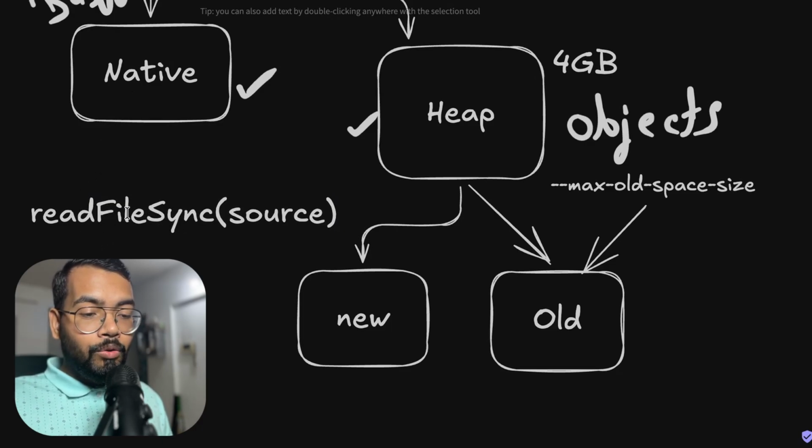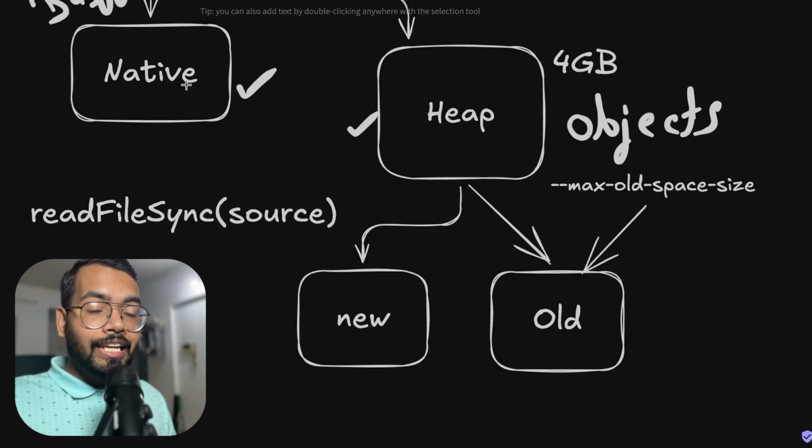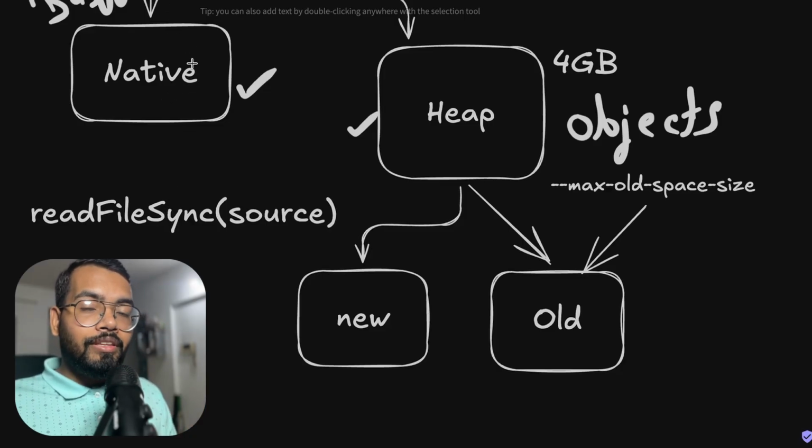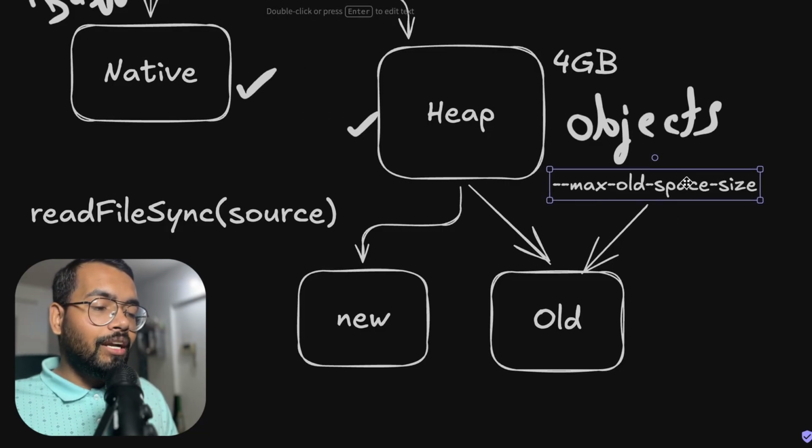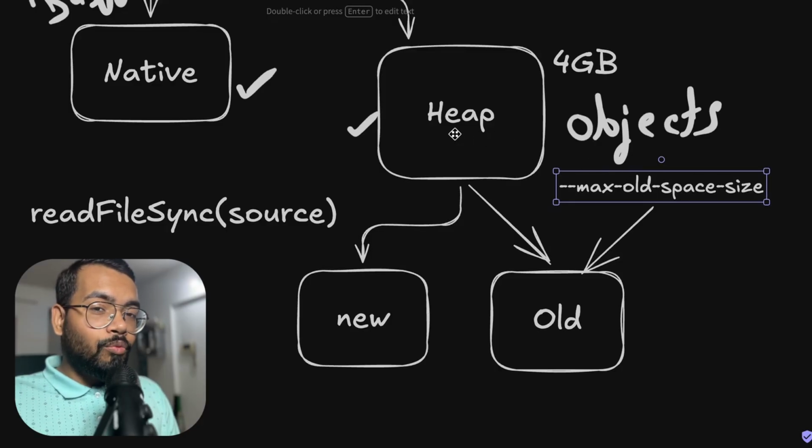Okay, each time you are doing something like read file sync or something like that, you are using native memory, because native memory can actually take up all the space that is available in your RAM. It will not crash your Node.js application. But as soon as you go beyond 4 GB and you have not set this max old space size, or basically you go beyond this max old space size limit in the heap, your application will crash.